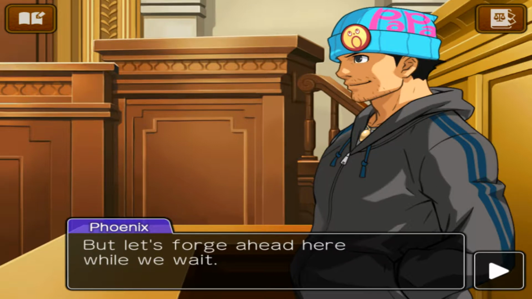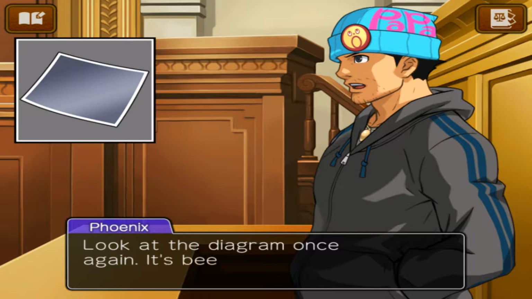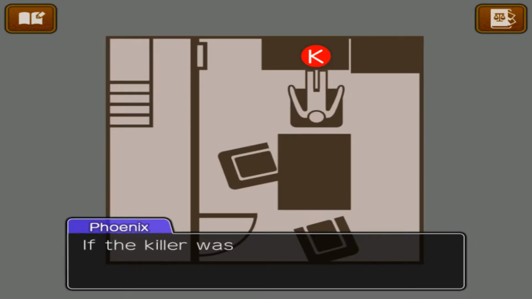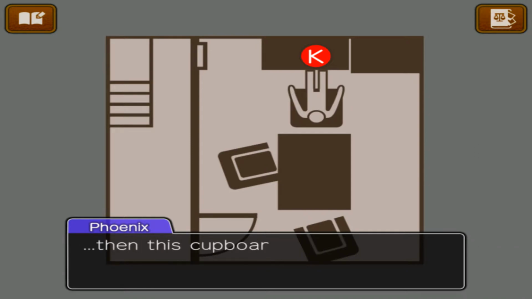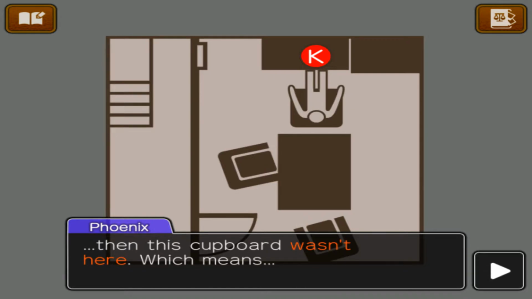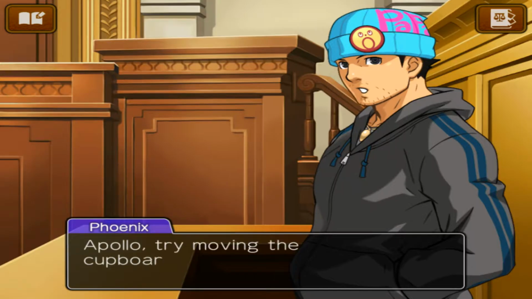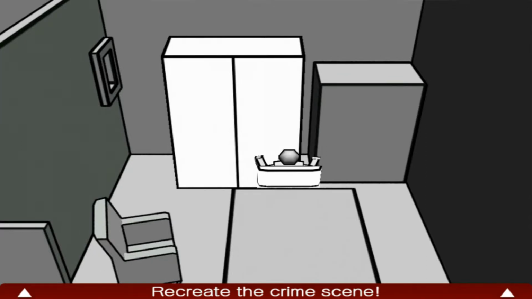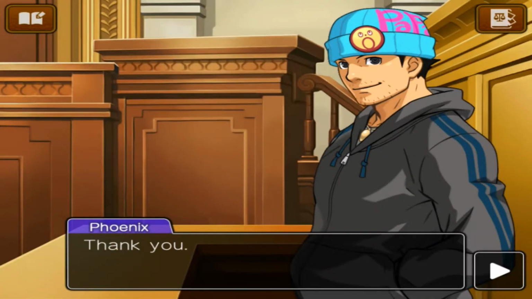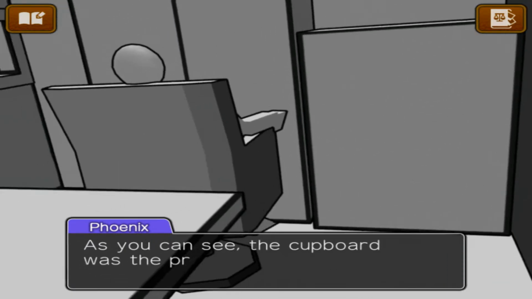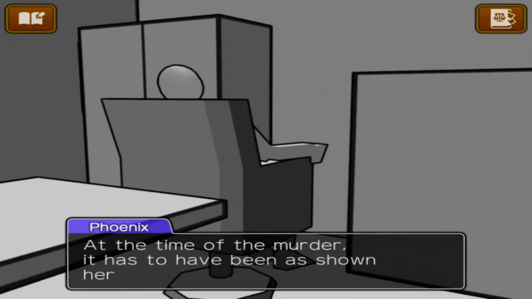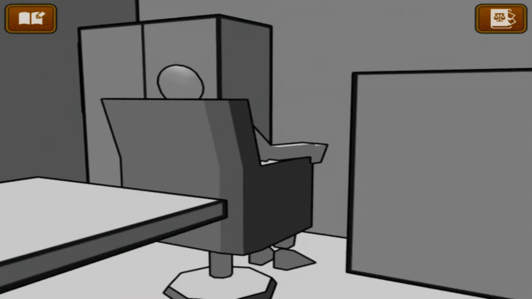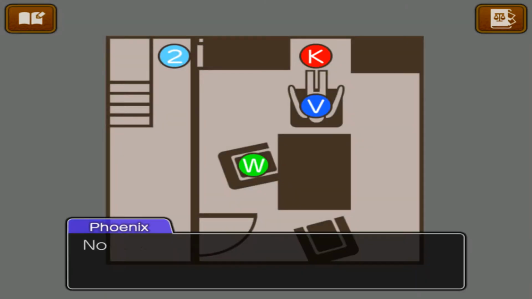But let's forge ahead here while we wait. Look at the diagram once again. Ah, it's been changed. If the killer was standing here at the time of the crime, then this cupboard wasn't here, which means... Apollo, try moving the cupboard. Whoosh. Thank you. As you can see, the cupboard was the problem. At the time of the murder, it has to have been as shown here. Right.